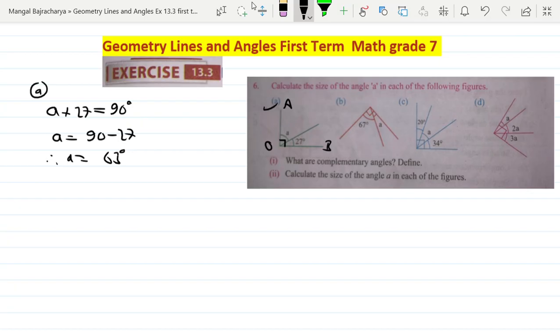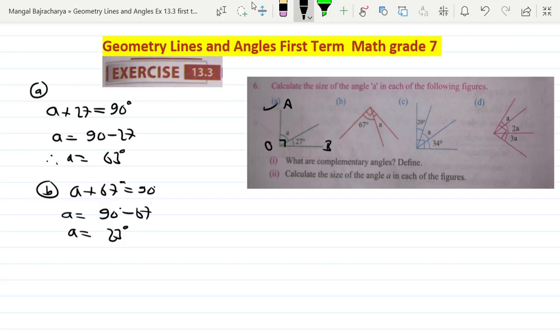Now we go with number B. Here number B is also very much the same. A and 67 degrees are there in the right angle, which are split from the right angle. So their sum is 90 degrees. So we say A plus 67 equal to 90 degrees, and the reason we provide is complementary angles. So A equals 90 minus 67, and that's why we get A equal to 23 degrees. So done. Number B is also done.